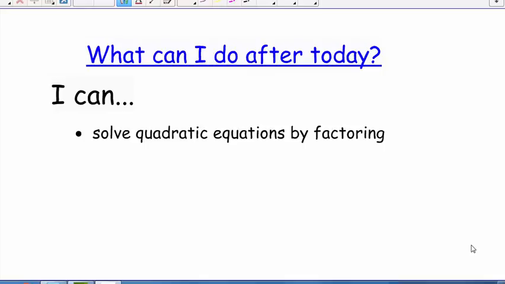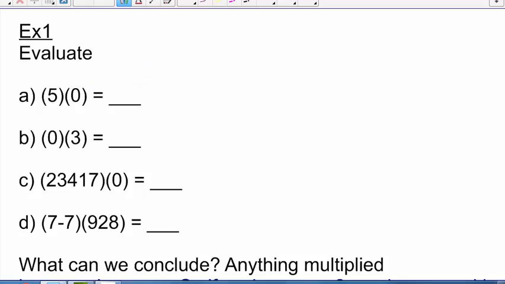This is Senior Algebra, section 6.5. So today we are solving equations, and we start with this idea here.